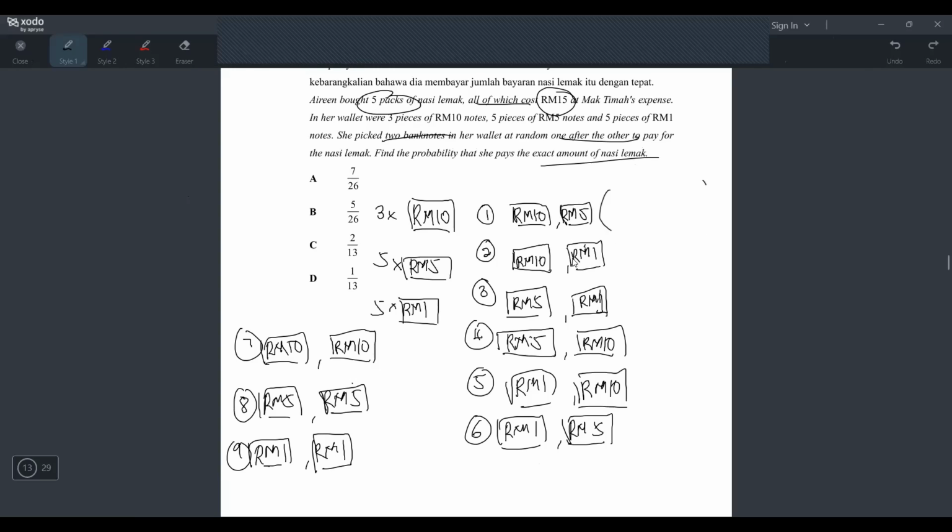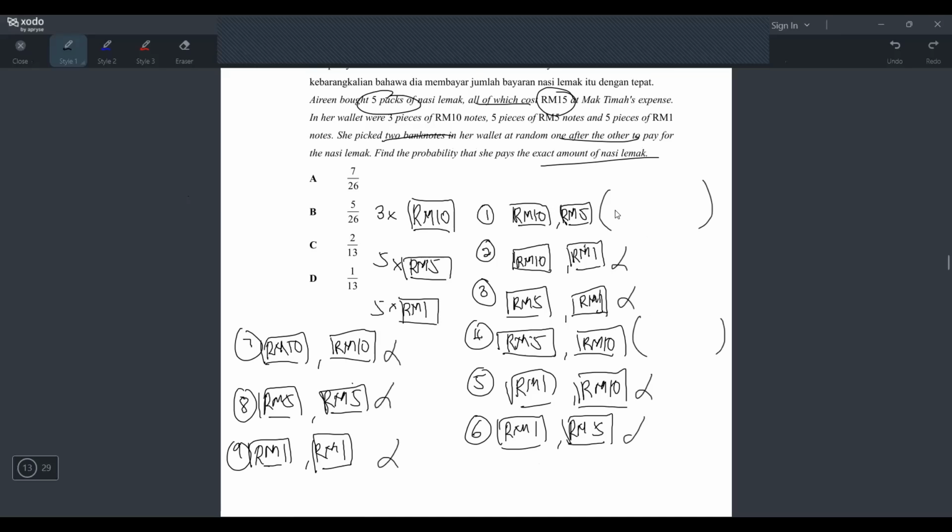So I think this one we have to find. This one cannot, because 10 plus 1 is just 11 ringgit. So the exact amount is 15. So 5 plus 1 cannot also, it's not 15. This one we have to find. This one no need, 10 plus 1, 11. 5 plus 1, 6, no need. 10 plus 10, no need. 5 plus 5, no need. 1 plus 1, no need. Because for all of these, when you add up, you won't get 15. So you only take this probability times this probability.